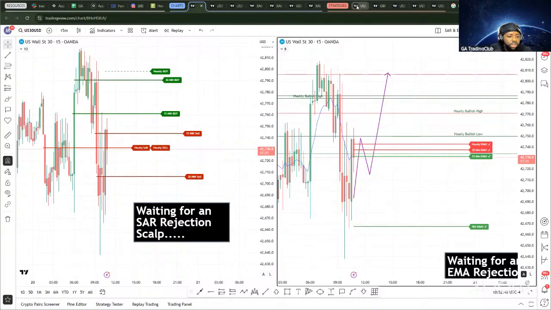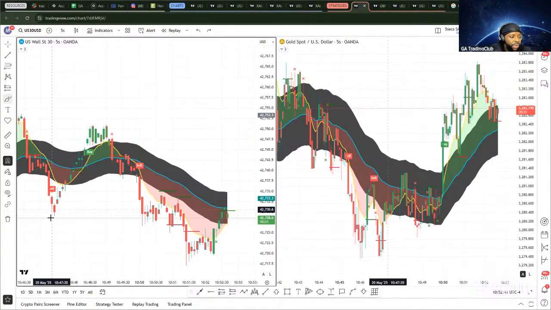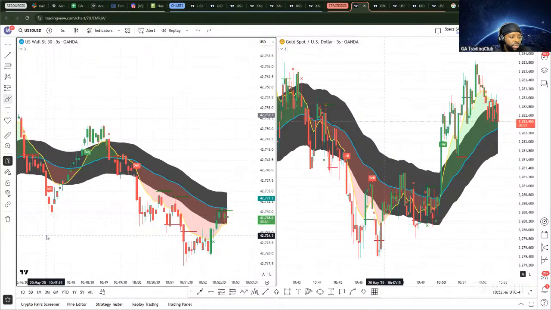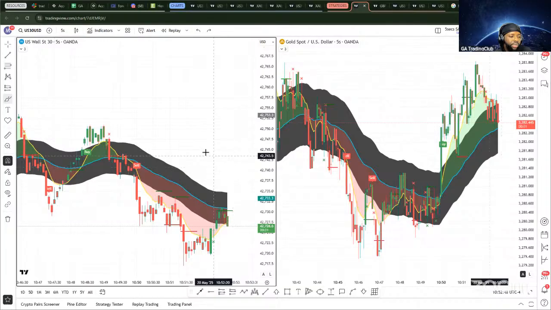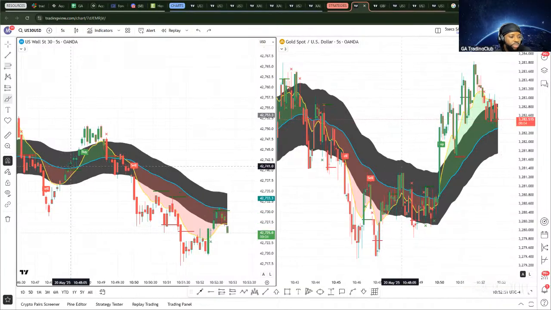We missed a nice trade here. I think we were waiting for price at 724, somewhere here. But unfortunately, we got that pushed to the upside, and there's nothing really we can do here.